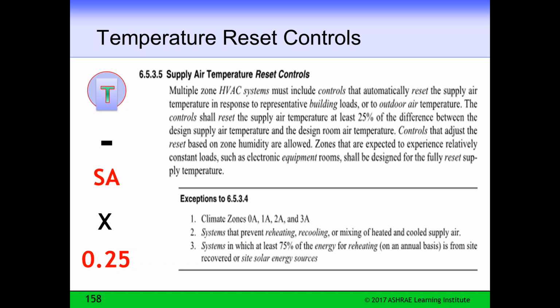temperature. You have to be a little bit careful in that, because sometimes the building has a lot of internal load. Obviously, the outside air temperature really shouldn't be driving the control logic that says we don't have any load in here. The controls shall reset the supply air temperature by at least 25% of the difference between the design supply air temperature and the design room temperature.